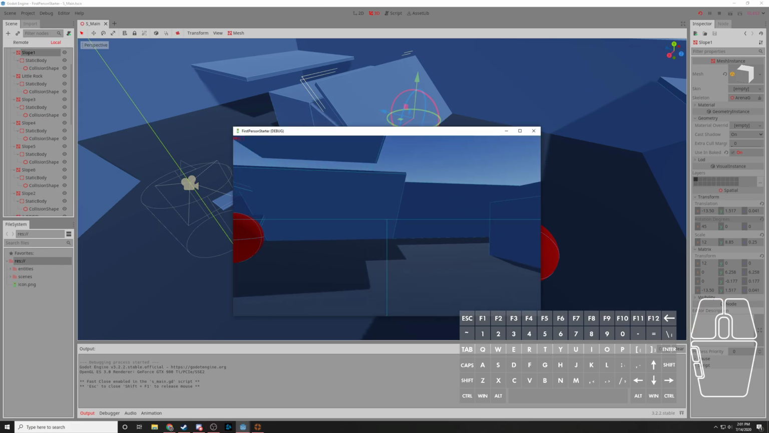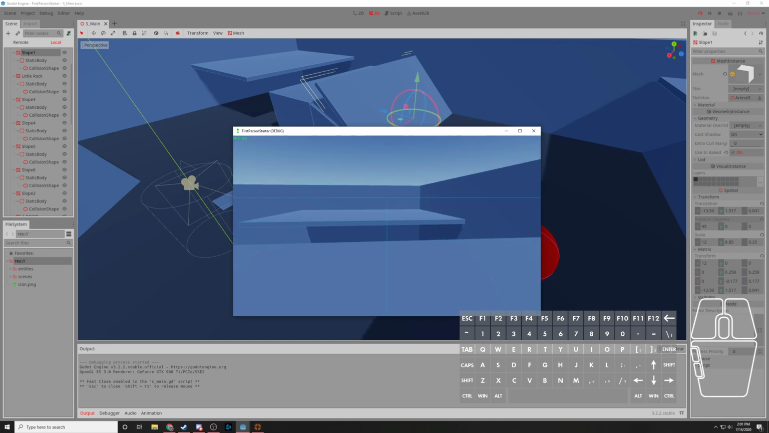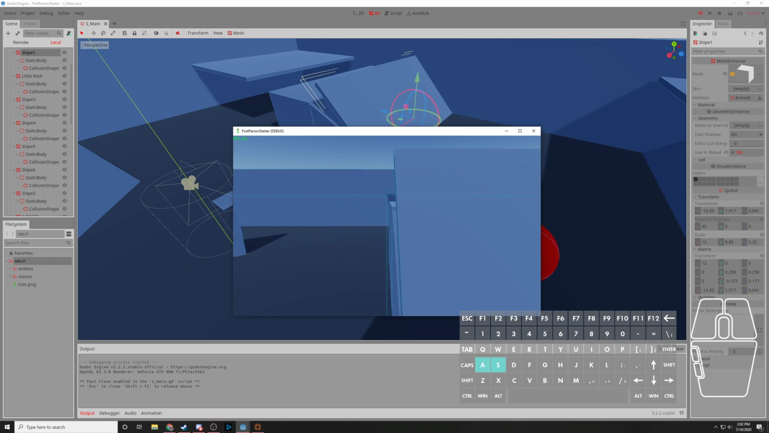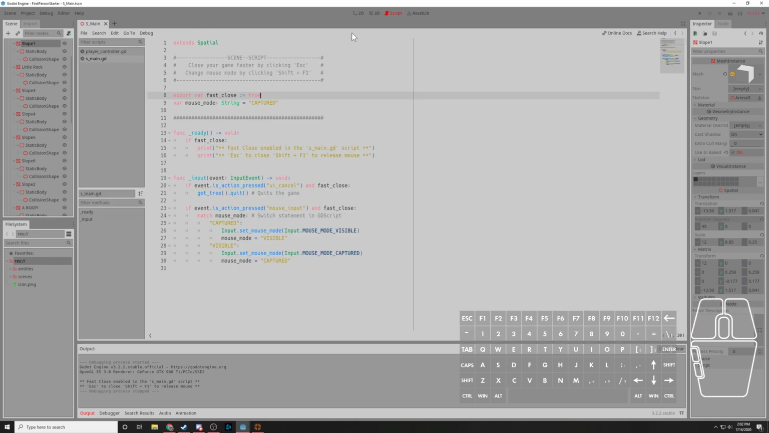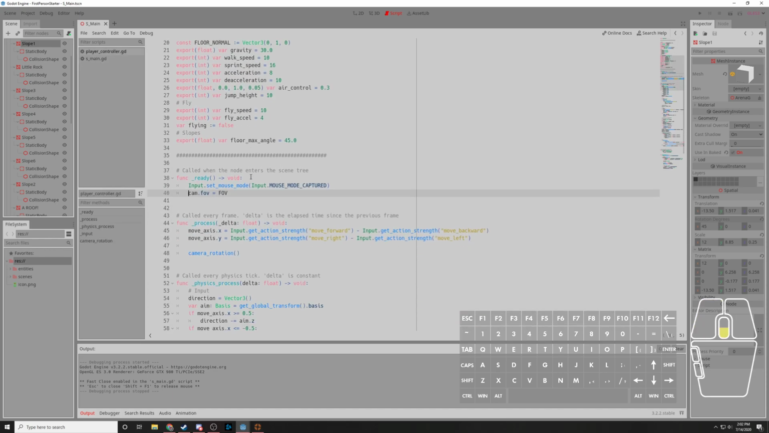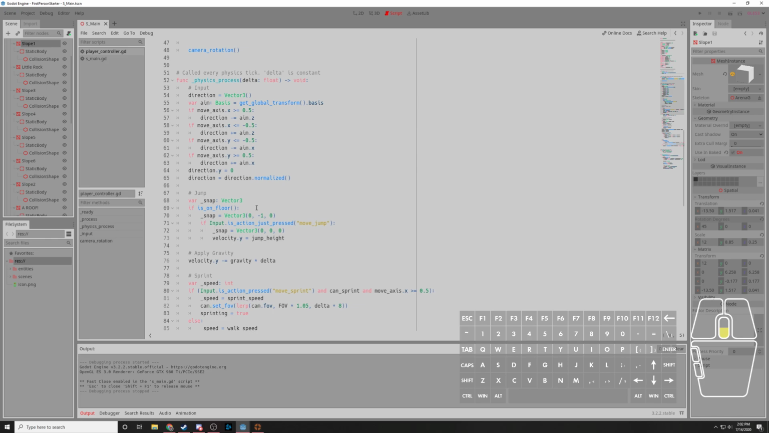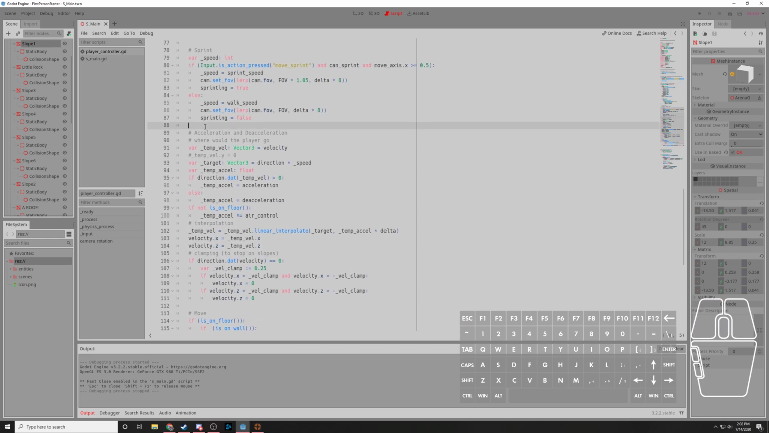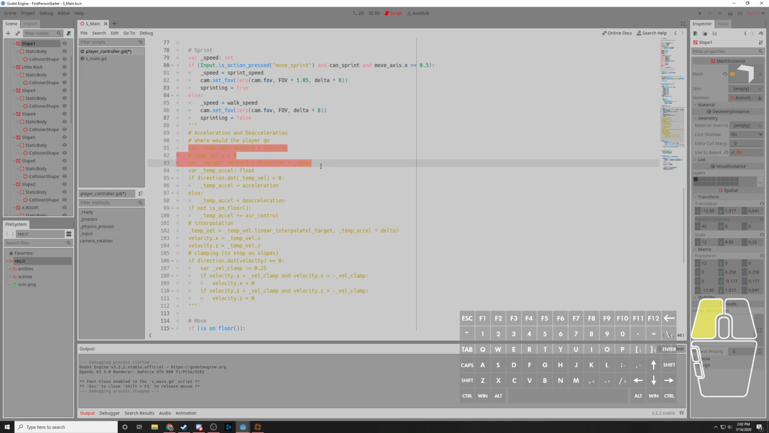But for some reason, I am unable, and I've been doing this for weeks, I am unable to figure out how to make this work. So what I tried to do was, instead of having this whole acceleration and deceleration thing, I tried to do the most basic form of movement. So it was basically temp velocity, this part, just this part.